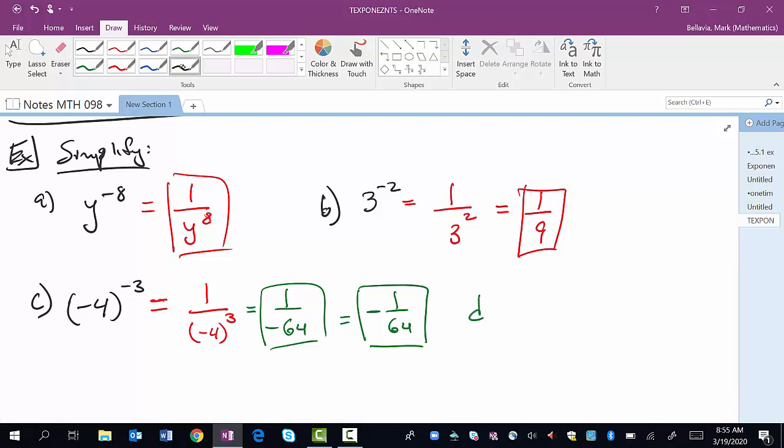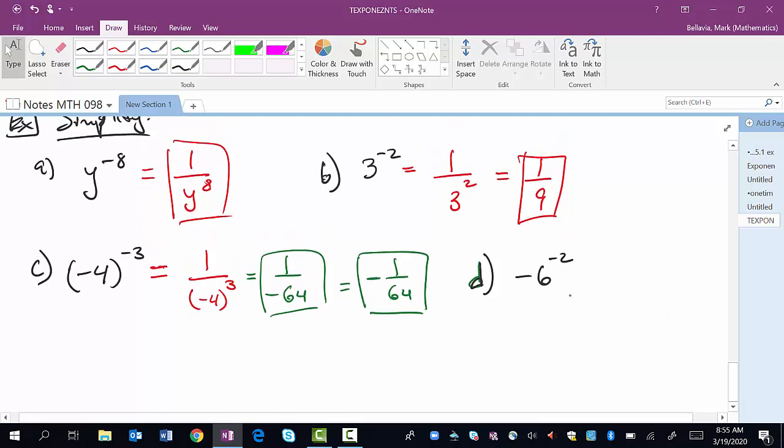If I did this one here, for letter D, if I wrote negative 6 to the negative 2, keep in mind we're trying to figure out what the base is here. The base in this case is just the 6. The negative in front isn't acted on by the exponent because there are no parentheses. So the exponent's only acting on what's directly before it. So this negative in front, remember, stays in front as that negative.